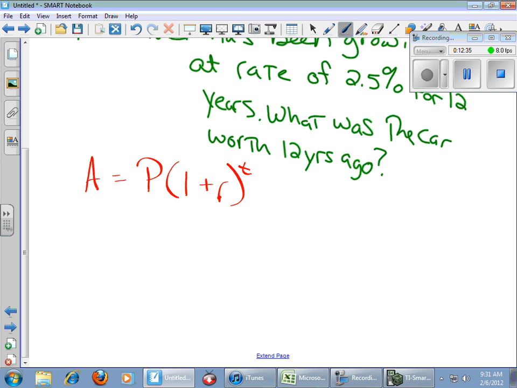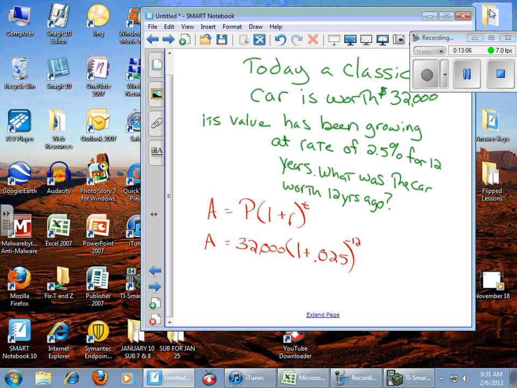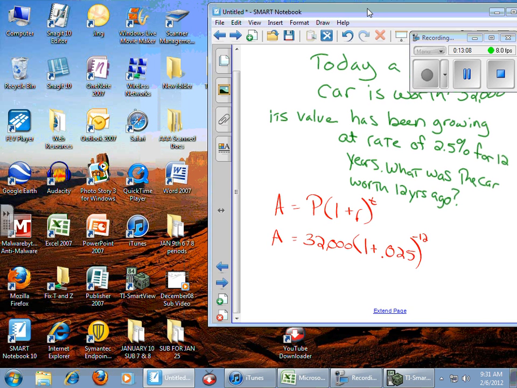Okay, so we're going $32,000 as our principal, because that's our starting place, right? Because today it's worth $32,000. We're still solving for A. Our rate is going to be 0.025, right? Because it's not 25%, it's 2.5%. And we want to know 12 years ago. We want to know 12 years in the past. So we're going to make our time a negative 12. Okay. And then I can just go back to my graphing calculator, plug this in, and I will know the value. All right. So let's see here.